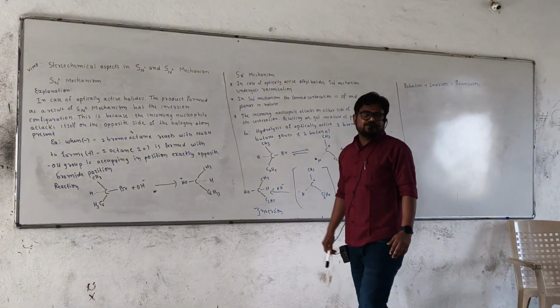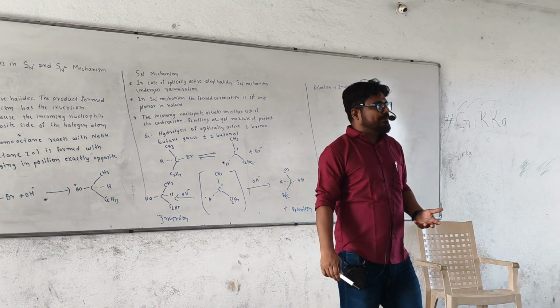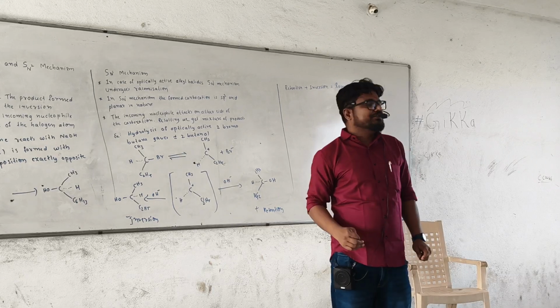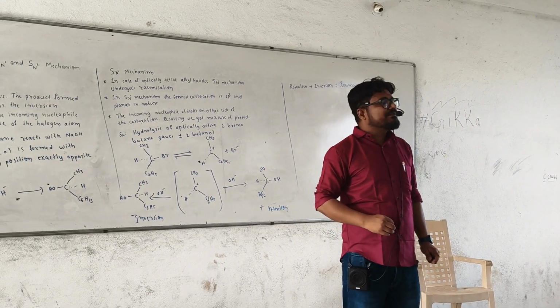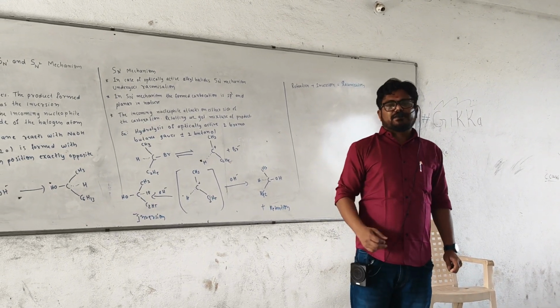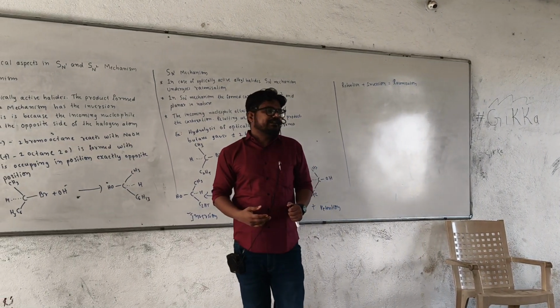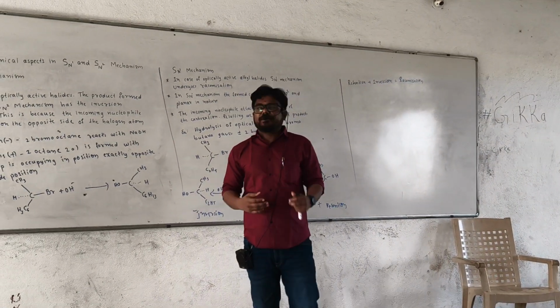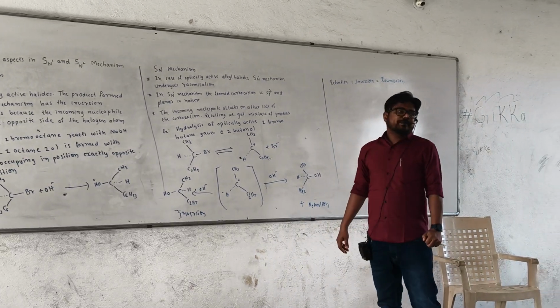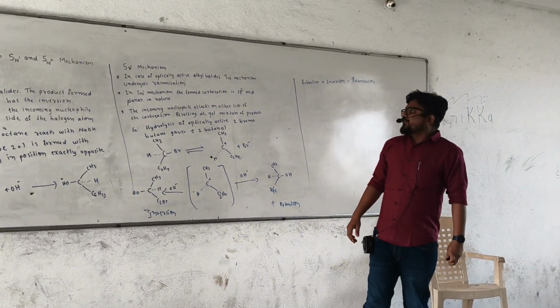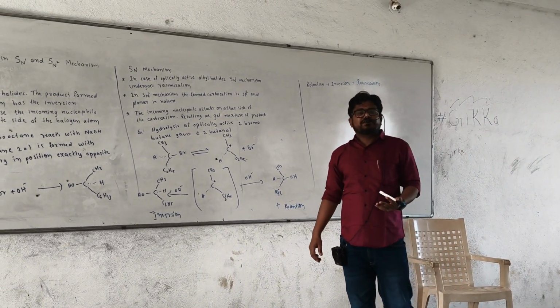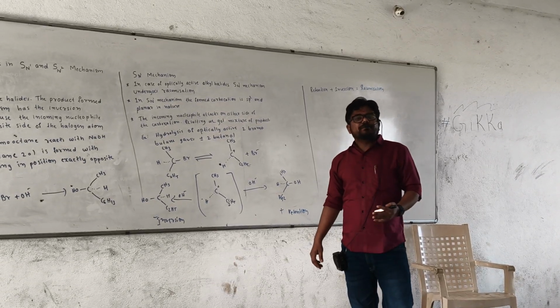Now we move on to the SN1 mechanism. We conclude that the SN2 mechanism undergoes inversion of configuration. In the SN1 mechanism, in the case of an optically active alkyl halide, which kind of configuration does it undergo? It undergoes racemization. What is meant by racemization?